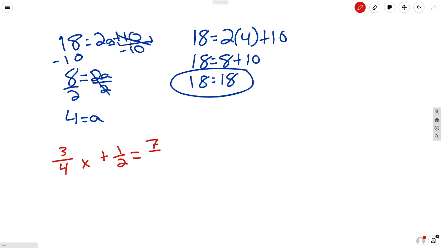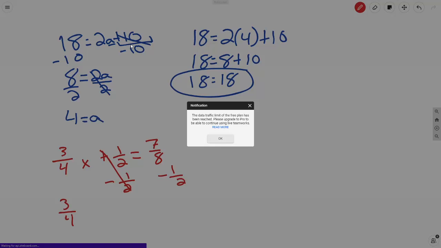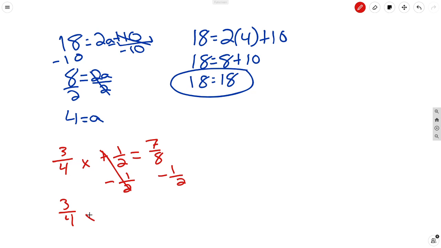What if we had 3/4 x plus 1/2 equals 7/8? Alright, same thing. Even though it's fractions, we're doing the same thing. So I'm going to subtract 1/2 from both sides. And I'm going to get 3/4 x equals 7/8 minus 1/2. So 1/2 is the same as 4/8. So that gives us 3/8.